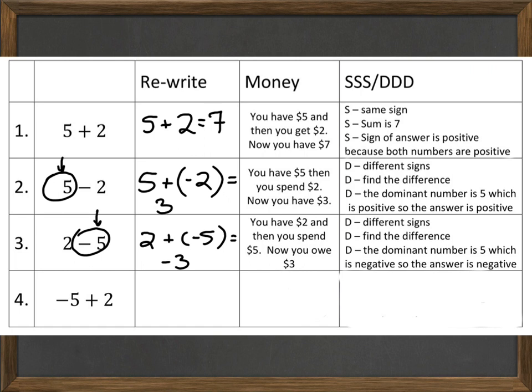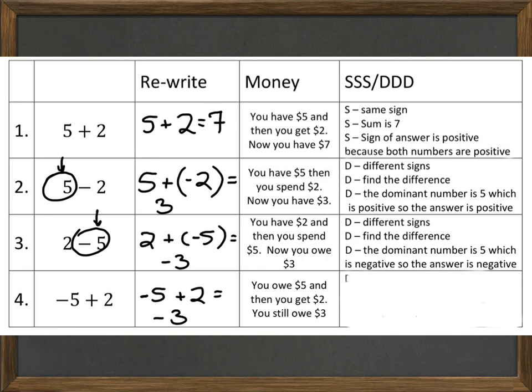Okay, number 4, not much to do here as far as rewriting it. But if we talk about money, we can say that we owe $5 and then we get 2. Again, the implication is that as soon as I get money, it goes to paying off that debt. However, $2 is not enough to pay back my debt. Therefore, I still owe $3.